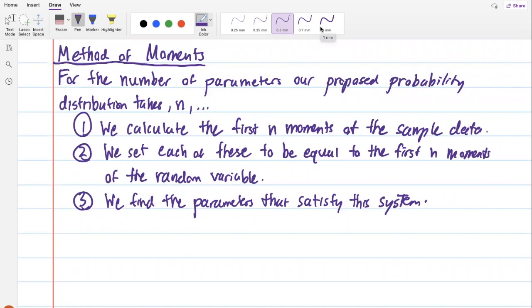Method of moments estimation takes a different approach. For the number of parameters our proposed probability distribution takes, say that's n, first we calculate the first n moments of the sample data, then we set each of these moments to be equal to the first n moments of the random variable. To be more clear, that means for the ith moment, we set the ith moment of the sample data to be equal to the ith moment of the random variable. Then we find the parameters that satisfy the system.